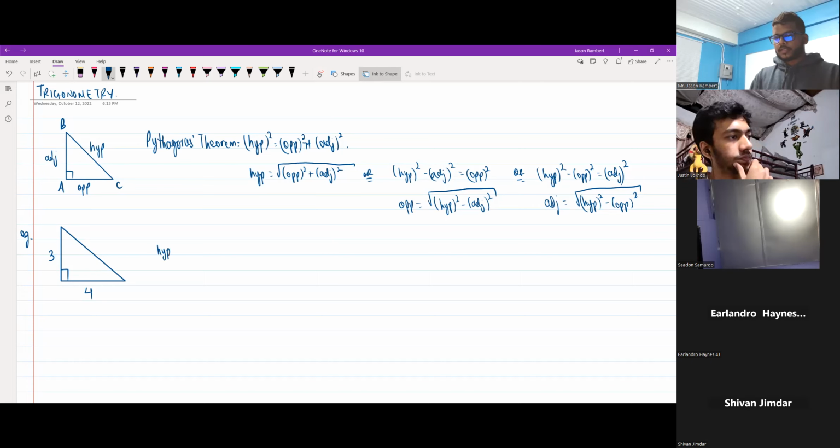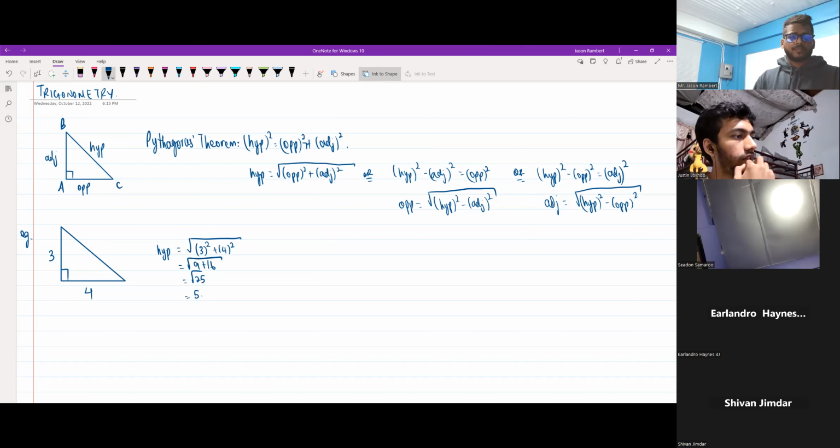I know the formula states the hypotenuse is equal to the square root of the opposite squared plus the adjacent squared. For Pythagoras' theorem, any side could be the opposite, any side could be the adjacent. Only for Pythagoras theorem. So I could say let 3 be the opposite, and let 4 be the adjacent. That is the square root of 9 plus 16. That is the square root of 25, which is 5. Yeah?